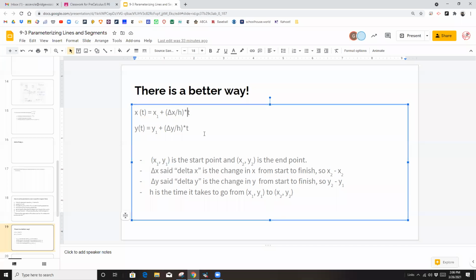And then t is just that third variable for our parametric equations. And then you could do the same thing for y. So y equals the starting point for y plus the change in y divided by h. So the change in y is the change in y from x1, y1 to x2, y2. So pretty much y2 minus y1 divided by length of time, times t.